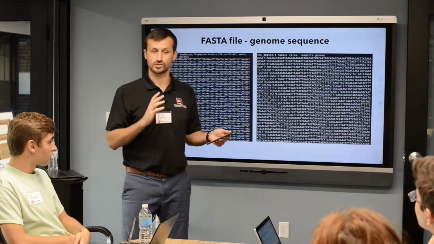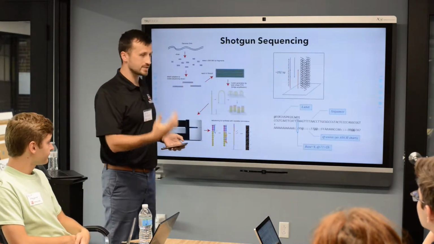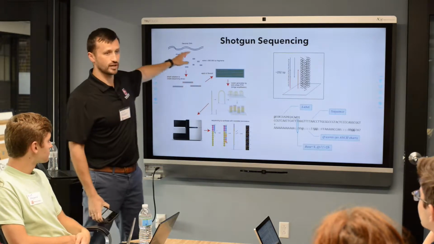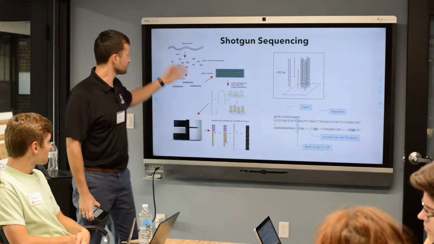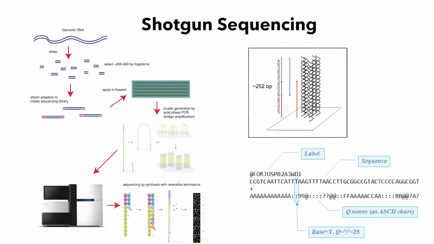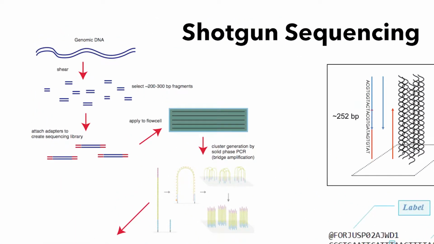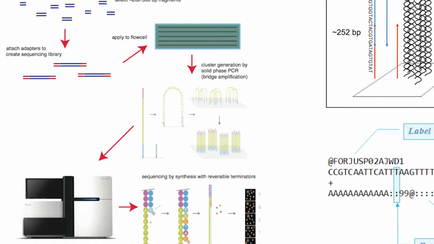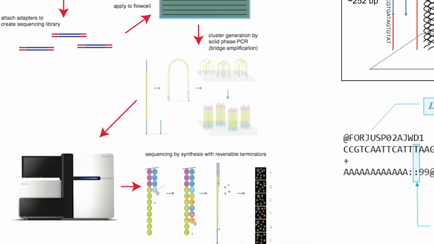That's the reference genome. But when we sequence, this is the process of next generation sequencing. We take the full DNA from a sample and break it down into short pieces. Once we have these short pieces, they are selected and put in this flow cell. In the flow cell, they're amplified so that we have enough material, and then they are placed into the next generation sequencer.